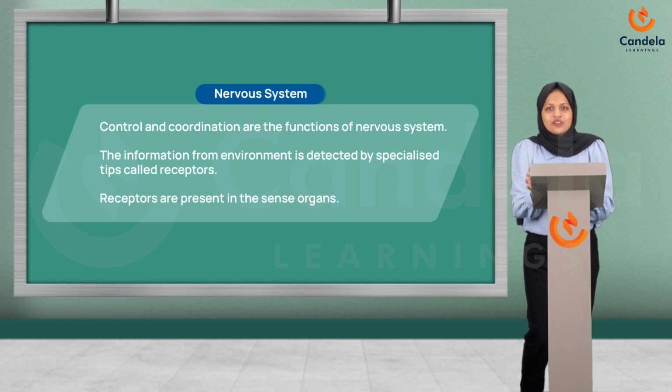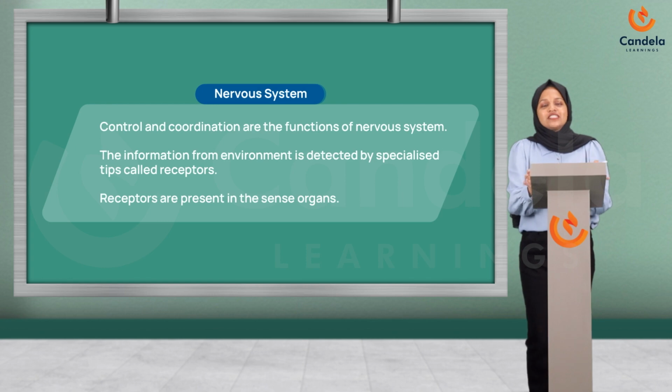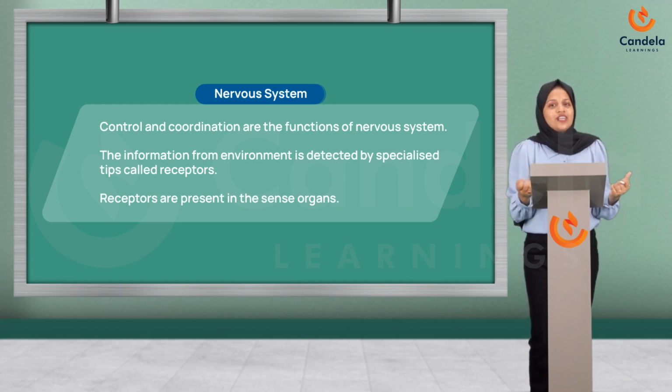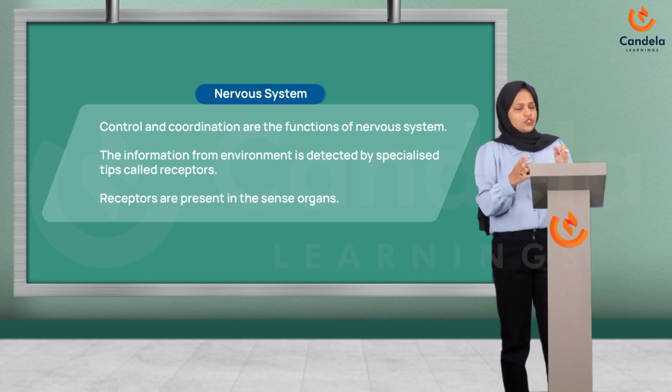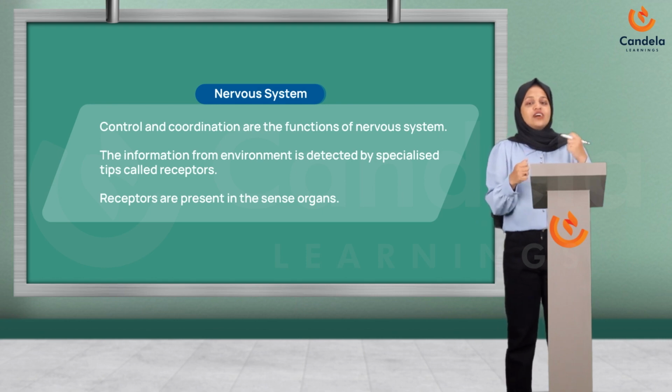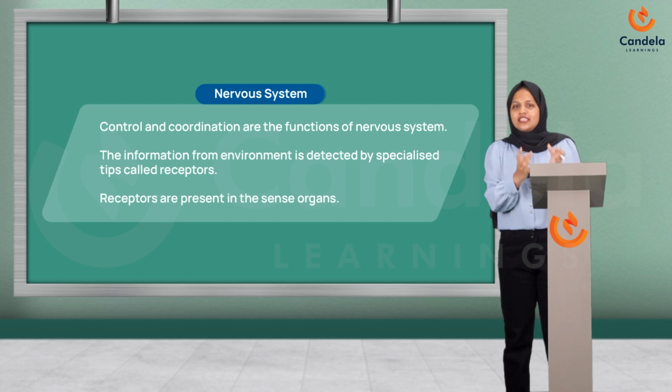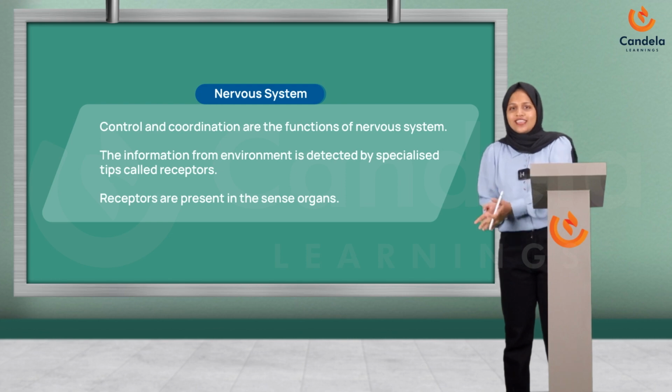So, is it a system which makes you super nervous? Of course, no. The nervous system is the one which controls and coordinates all the functions in our human body or in an animal body. Now, how is this possible? Let's see. The information from the environment is detected by specialized tips known as the receptors. Now, what is a receptor and where is it located?